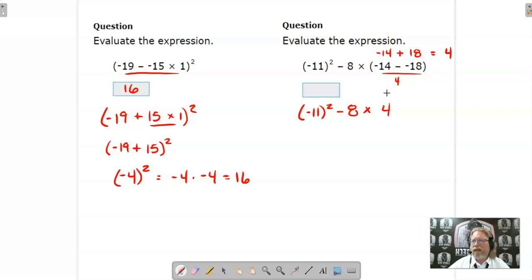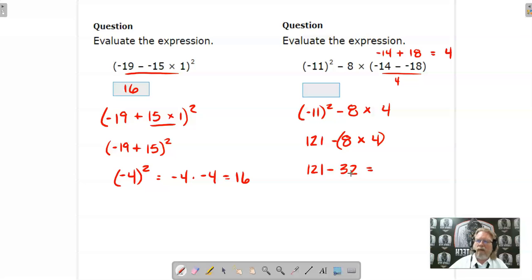So that was parentheses. Now I need to do exponents. So now I can put in that 121. -11 times -11. -11 squared. 11 times 11 is 121. Negative times negative is positive. Minus 8 times 4. Now, before I do the subtraction, I have to do the multiplication right here. So let's bring the 121 minus, and 8 times 4 is 32.